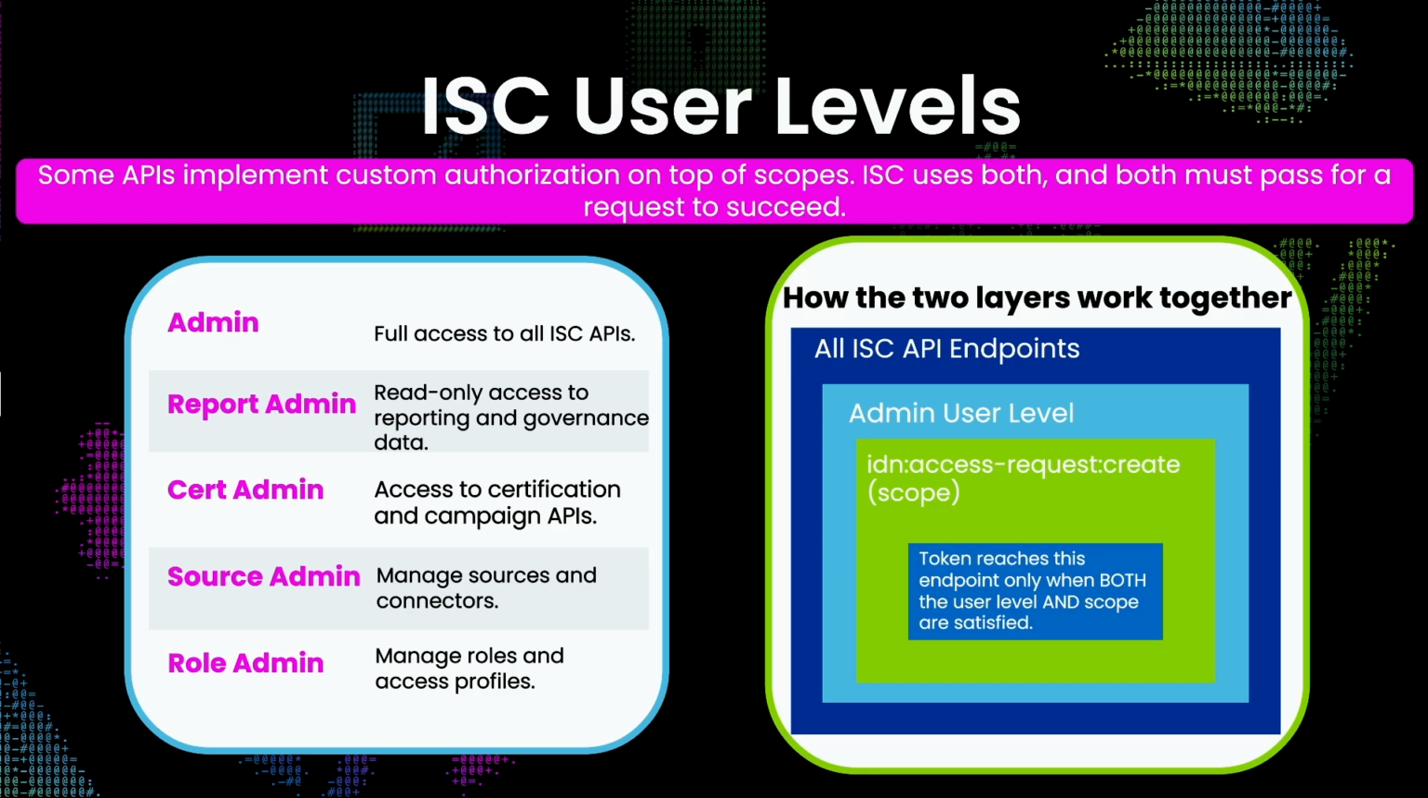You can see the different types of levels in the box on the left, and how this is set up is on the right. I want you to take a look at that box on the right and think of it like this. The outer box is all of the ISC API endpoints. Inside that are only the endpoints that the user level is permitted to use, and then inside that are only the endpoints that the token scopes permit. So your request has to land inside all of these boxes to succeed. So even if a token has the right scope and the user level doesn't permit it, we'll still get that 403 error. Both layers must say yes in order to access.